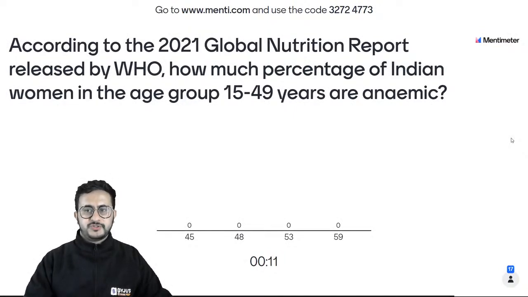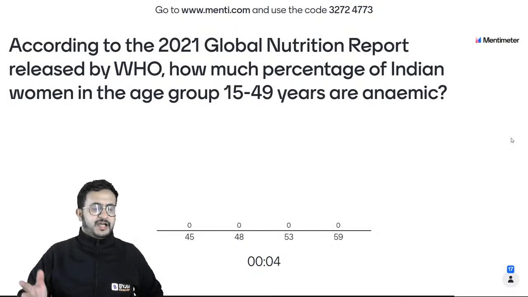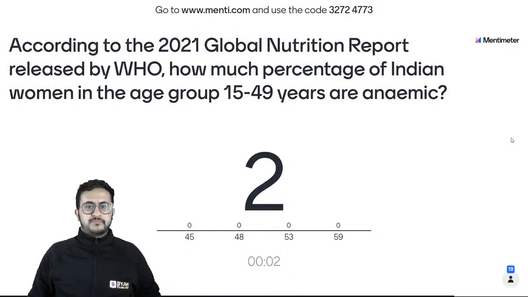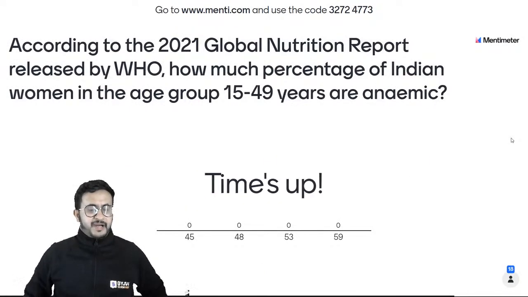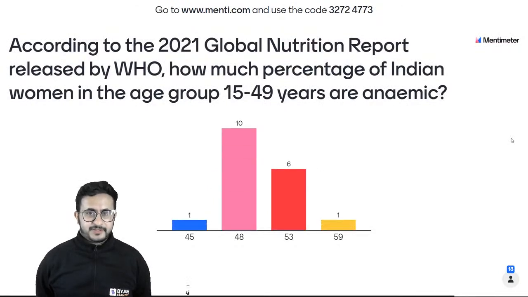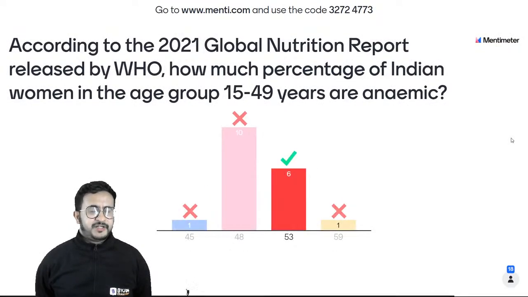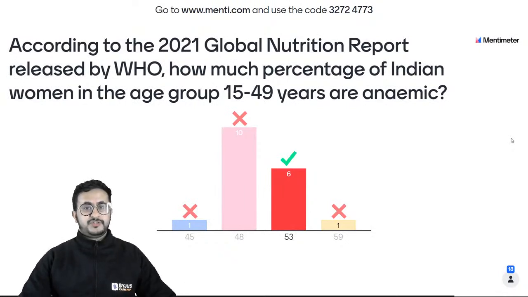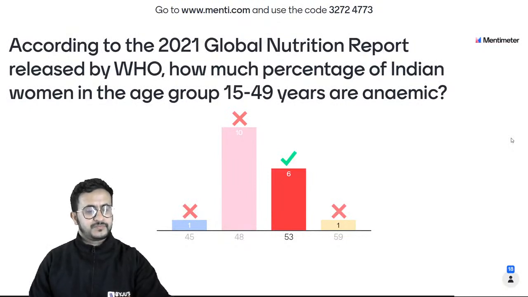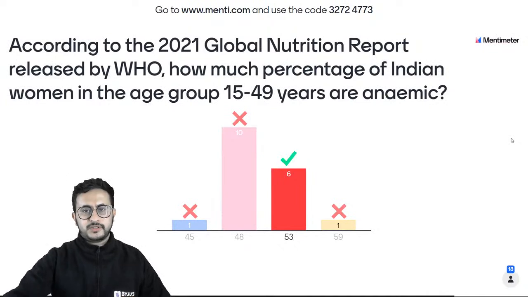So what percentage of women in this age group are anemic? Anemic means lack of iron, and these are very bad numbers. Right? If 53% of women have iron deficiency, that is not a good sign, isn't it? Right. So the answer is 53%.